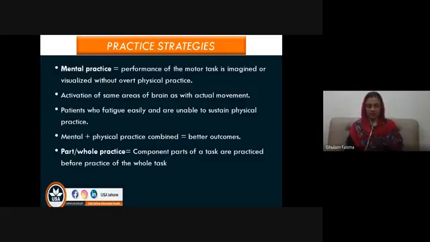And just like that, before going for any competition, you always rehearse in your mind how you will go through each and every event. So for every patient who fatigues very easily and who cannot perform physical practice, you can go for mental practice. And if the patient has the chance to do both, combining mental and physical practice will give you much better outcomes.